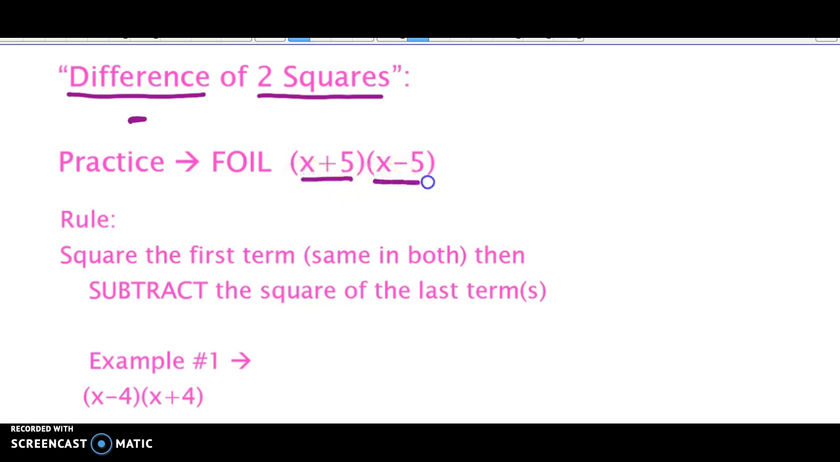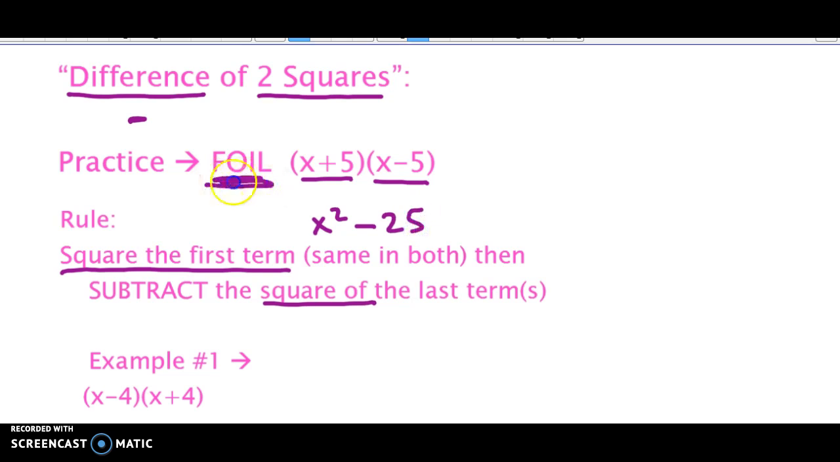So it's going to look like this in factored form. I have x plus 5 times the quantity x minus 5. So here's my rule, here's my shortcut. I'm going to square the first term. My first term is x, so I square it and it becomes x squared. Notice that that term is the same in both binomials here. Then from this, I'm going to subtract the square of the last term. I'm going to subtract the square of 5, which is 25, and now I've simplified.